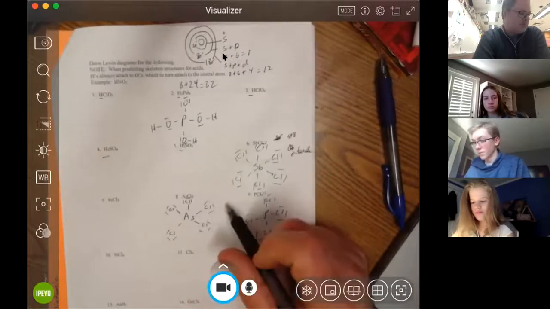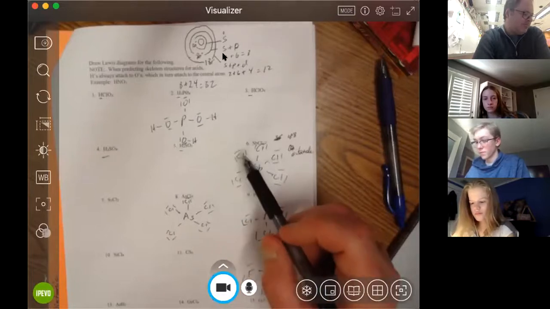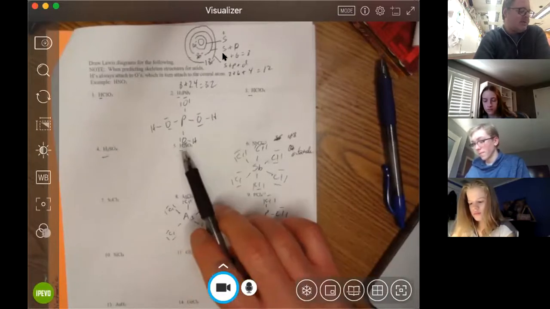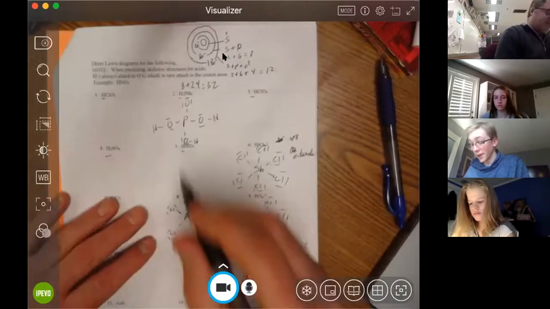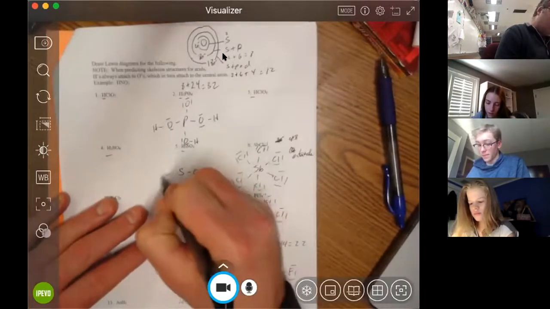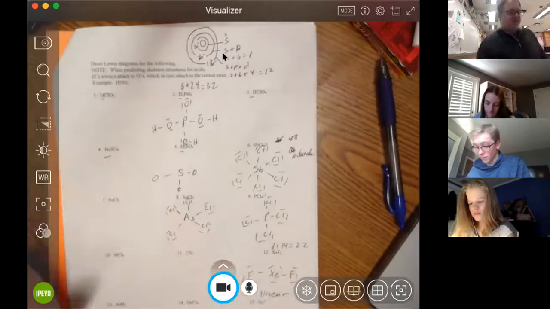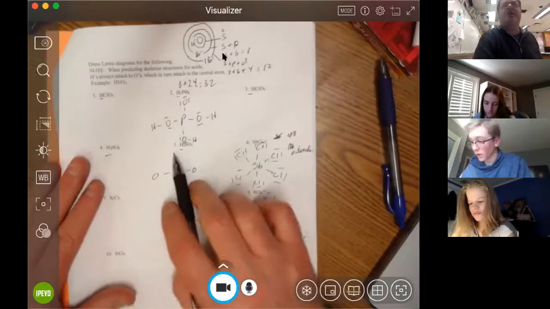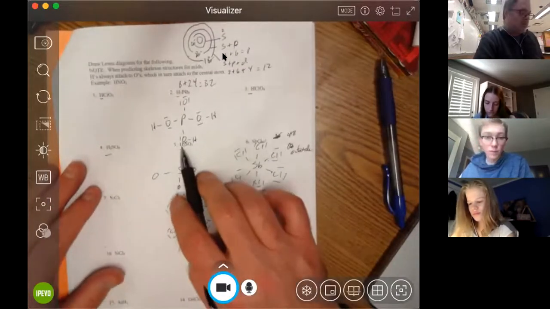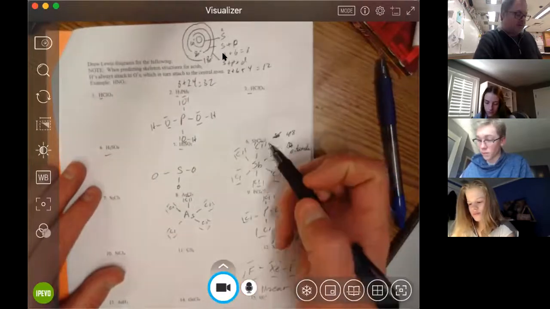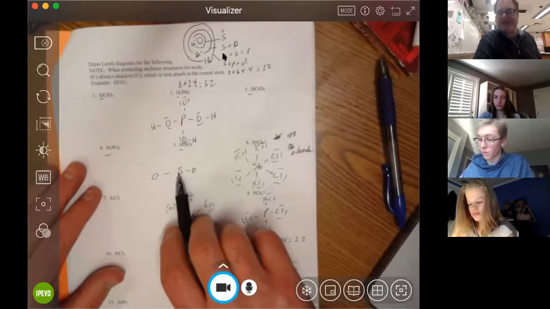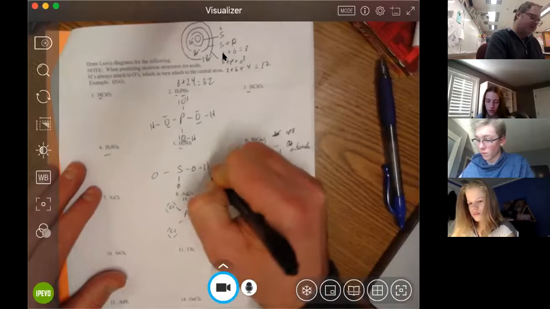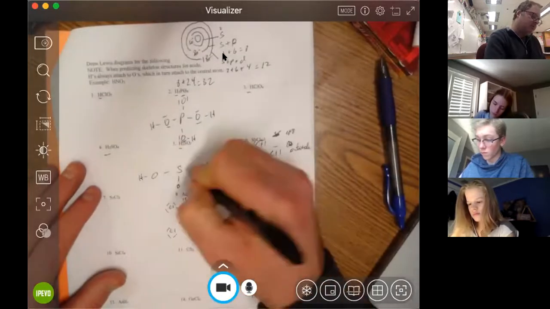Others? Questions? Let's take a look at this one. We have SO3. Now that's where it gets tricky. We have H2SO3. You need to recognize that that hydrogen means this is an acid. So instead of putting the H off of the S, it has to come off of the O's.